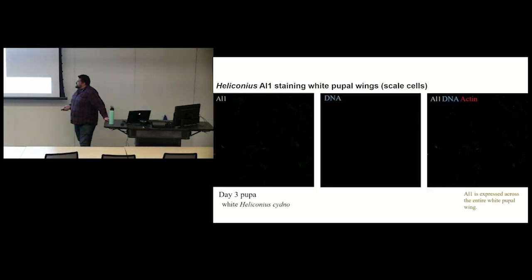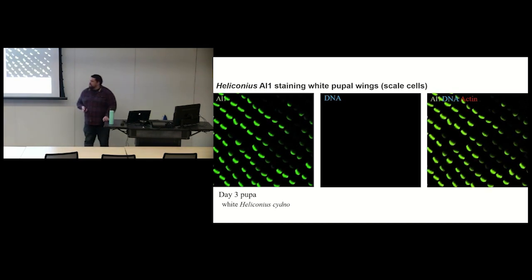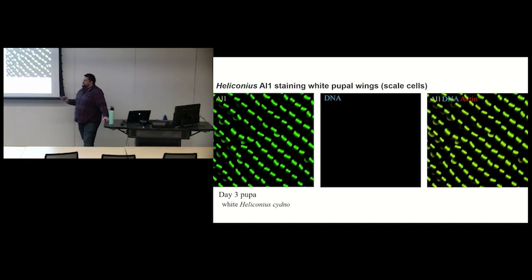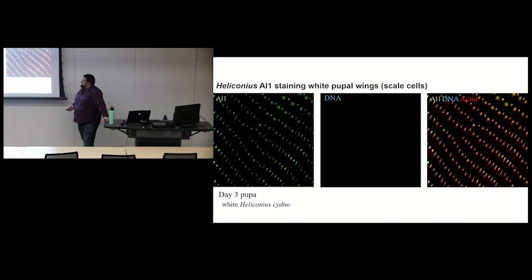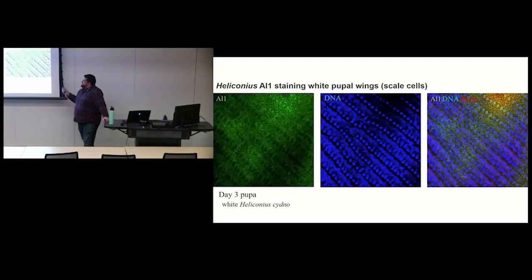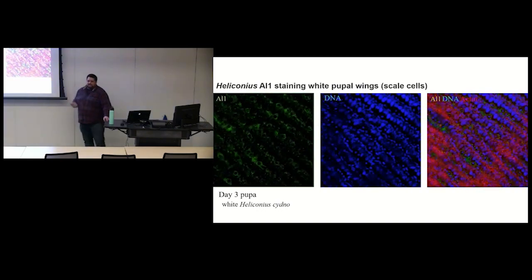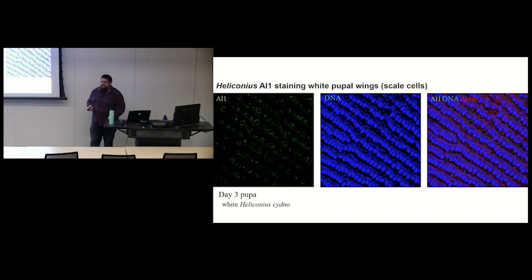And again, just to show you the video, now that you know what you're looking at, you can notice how the entire scale body is just loaded with this aristaless 1 protein. And then when you go to this nuclear layer, you're pretty much removing aristaless 1 from those nuclei.